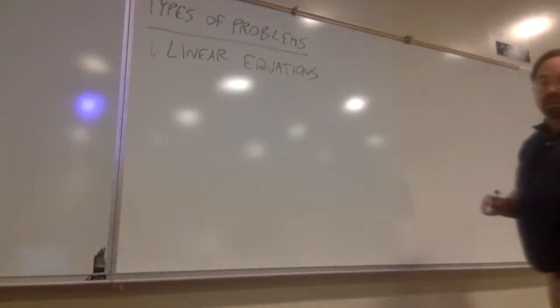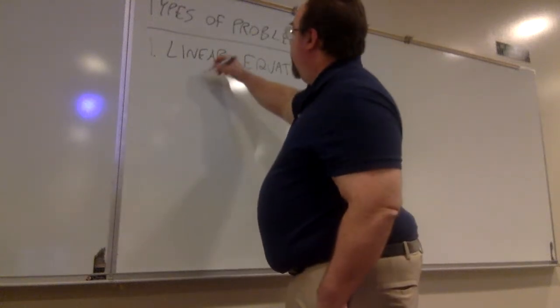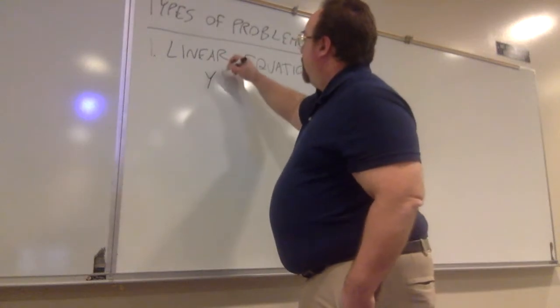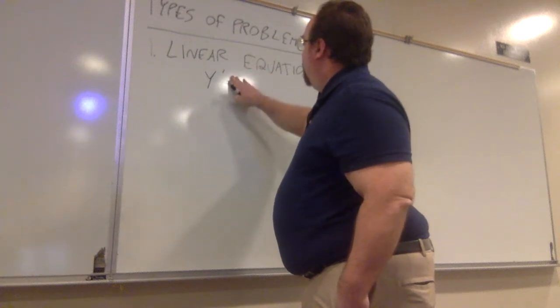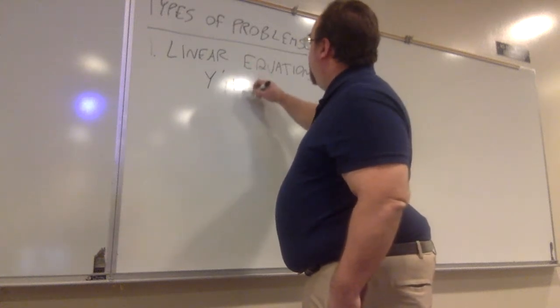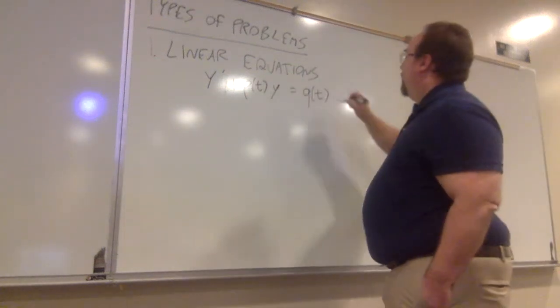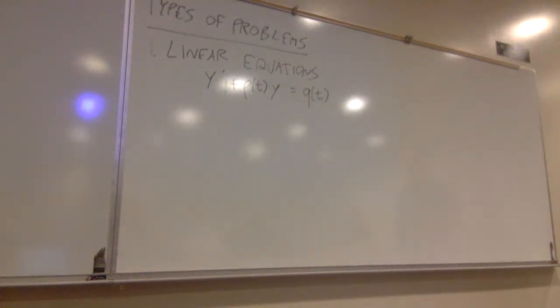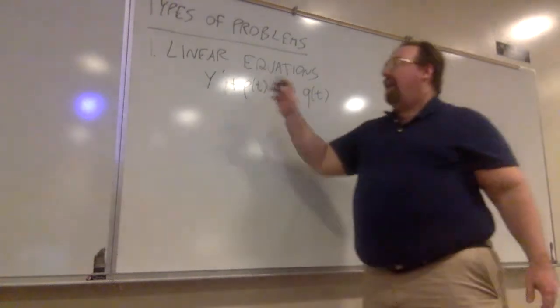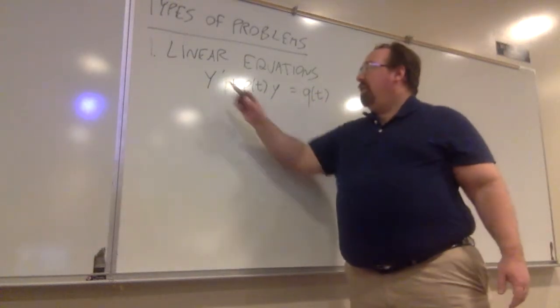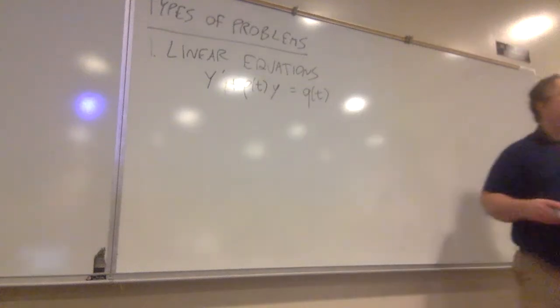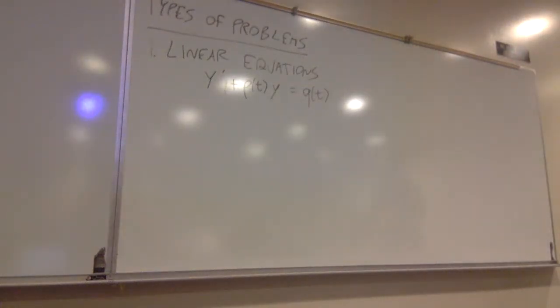Linear equations. So we have the equation of the form y prime plus a function of only t times y equals some q of t. The key to recognizing a linear equation as opposed to something that's not linear is how y is involved. You have a y prime and then just a plain old y by itself. There's no other function of y that's allowed. If you have a y squared or e to the y, anything like that, that's nonlinear.